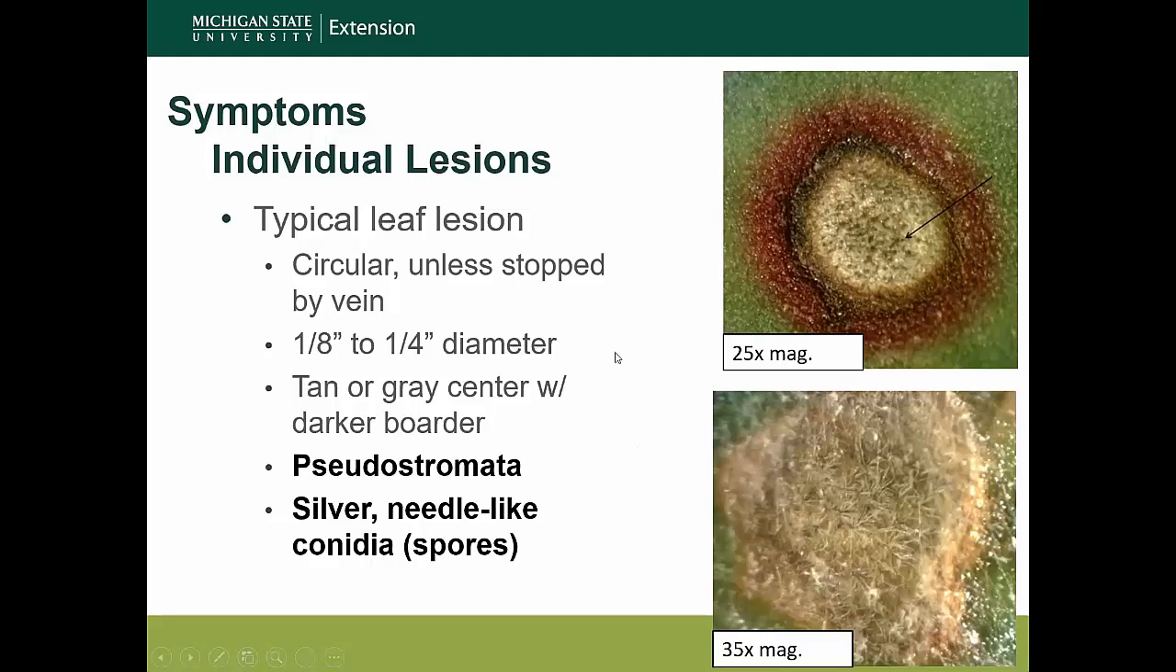The 2 most important features for identifying Cercospora, though, are the little black dots that you see in the center of the top lesion, which are called pseudostromata, then also the silver needle-like conidia that it can produce, which you can see in the bottom picture. And the reason that those are the 2 most important features for identification is because Cercospora is the only one of our leaf spot diseases that will make those. So if you see them, you know for sure that you have Cercospora.